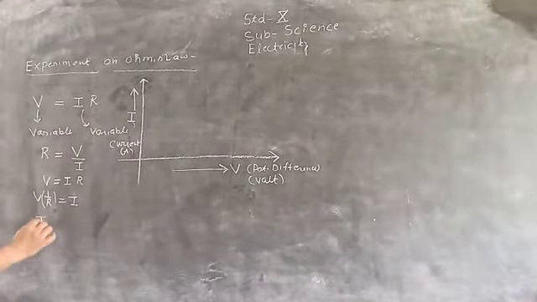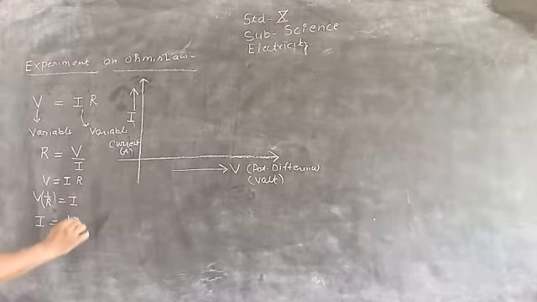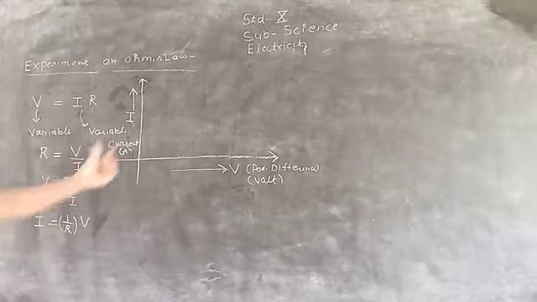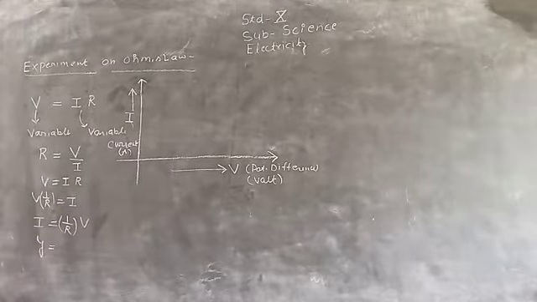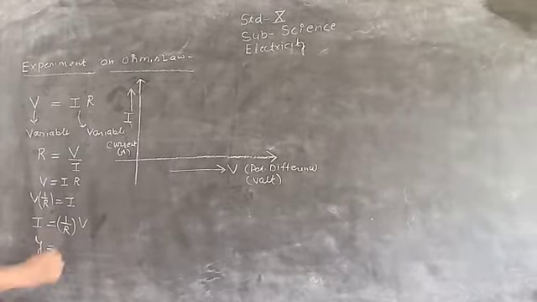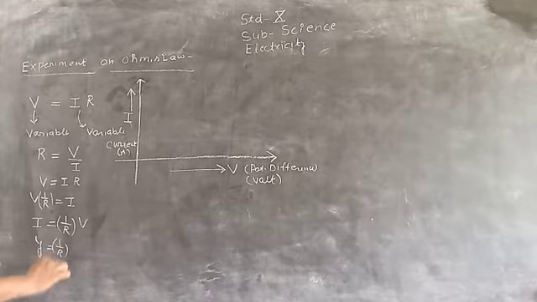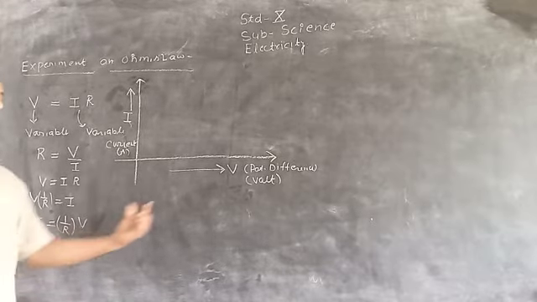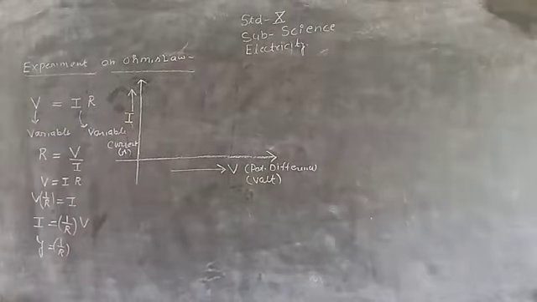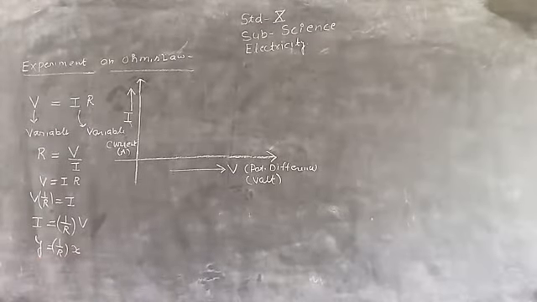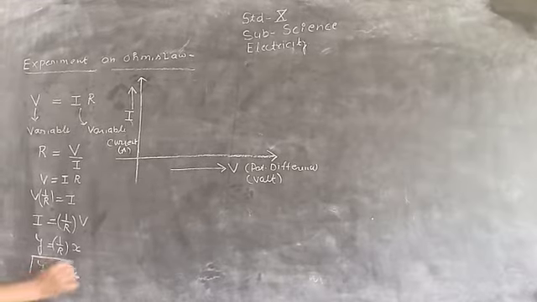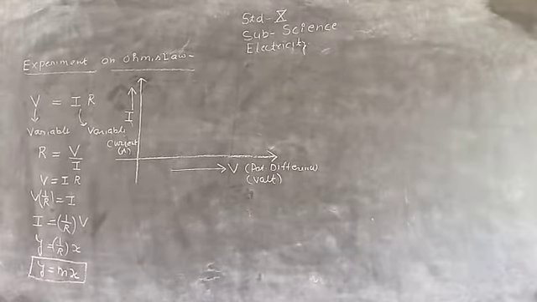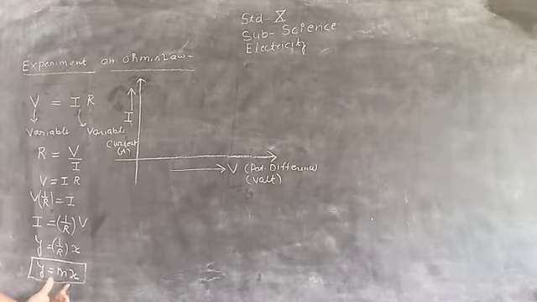Now we see I is equal to 1 by R into voltage. Here current is represented on the y-axis. 1 upon R is a constant term. Now taking the term V, V is represented on the x-axis. So here we see this is the form of a straight line. This is the representation of a straight line which is passing through the origin.